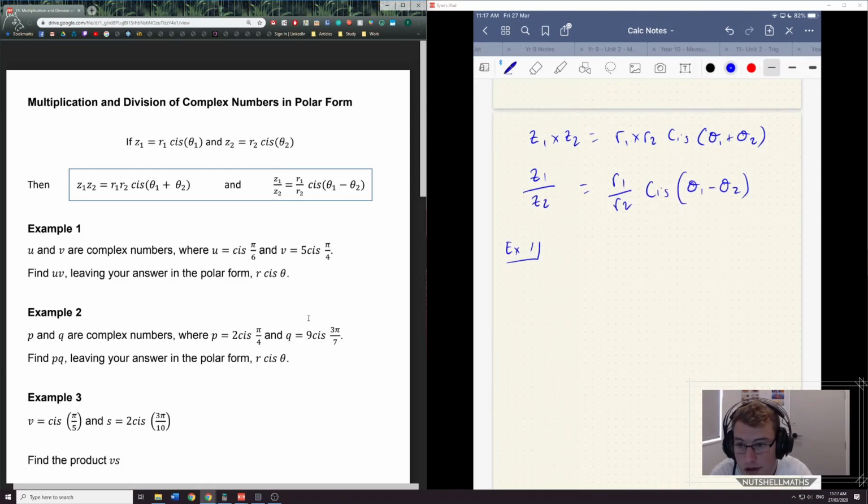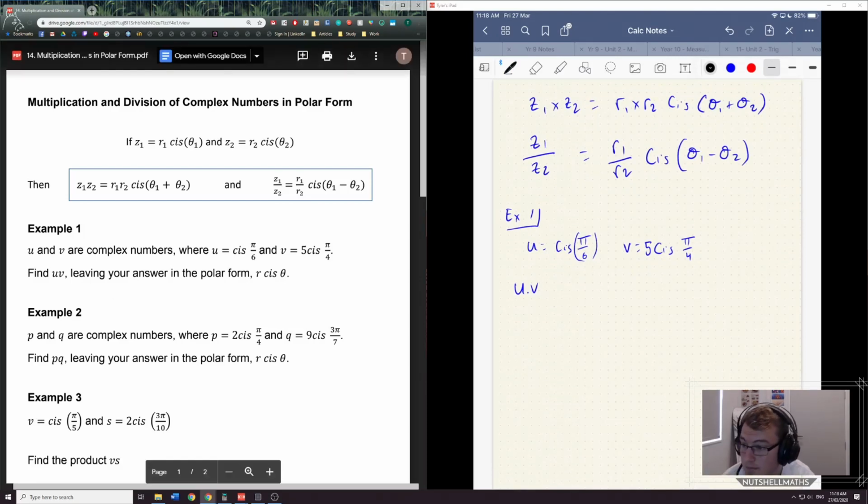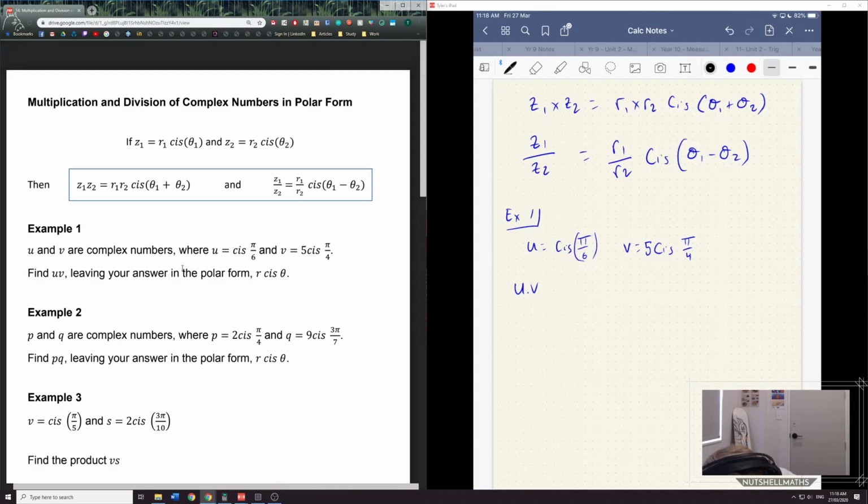Let's have a look at this first one. U and V are complex numbers where U equals 1 cis pi by 6 and V equals 5 cis pi by 4. And we want to know UV, leaving it in polar form. So U times V. Well, let's write it all out. Cis pi by 6 all times by 5 cis pi by 4.